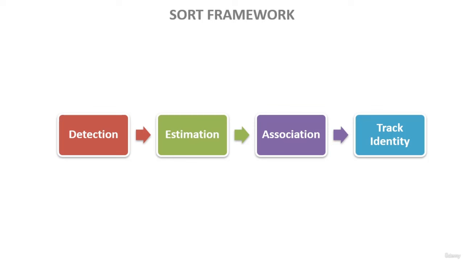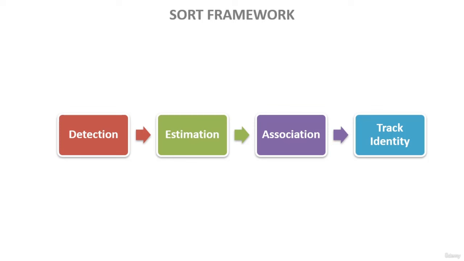Now, post-estimation, SORT uses the Hungarian algorithm for association, which helps determine if an object in current frame is the same as the one in the previous frame. Now, the last one is track identity.